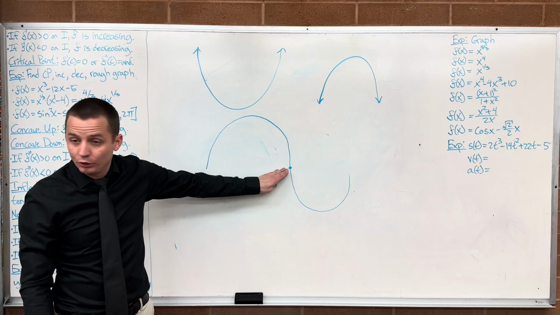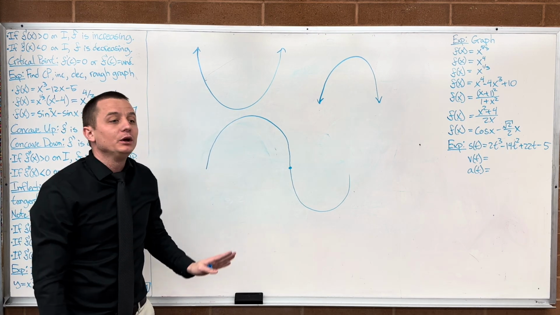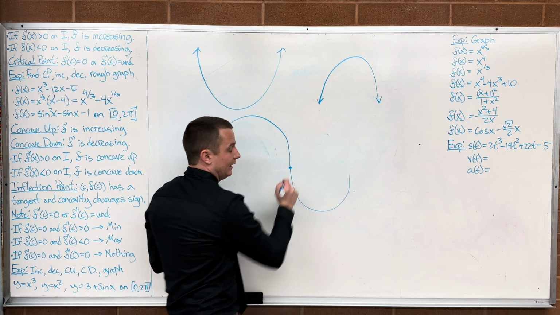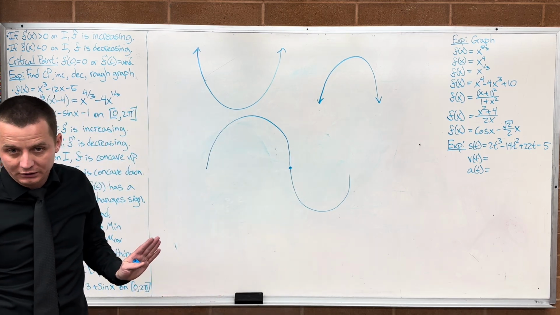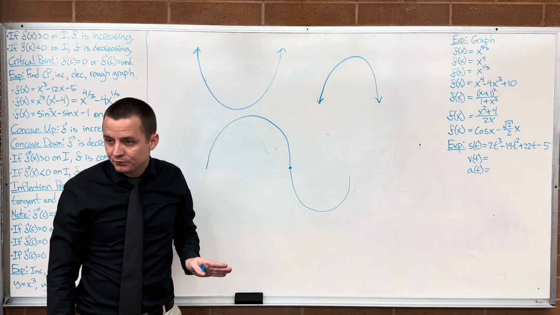So this is an inflection point. It's where we switch from concave down to concave up. And we require that a tangent exists at that point in order for it to be an inflection point. Why don't we say just the derivative exists there?